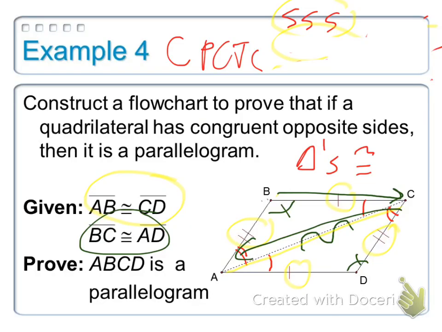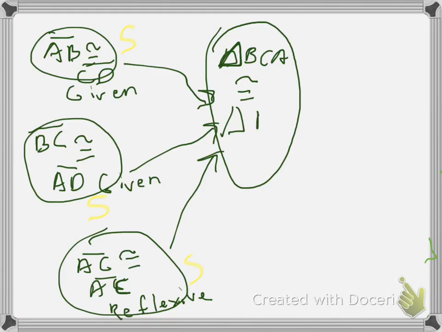Now this we got to get tricky. So we started with B and we went to the right. So I'm going to start with D and go to the left and then up the diagonal here. So DAC. DAC by side, side, side. So there's our flow chart so far. And now that I know that, I'm on my way to get my angles.